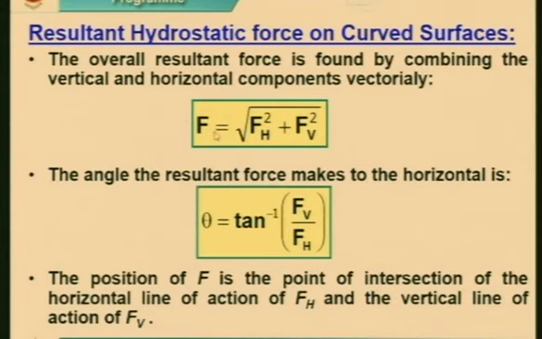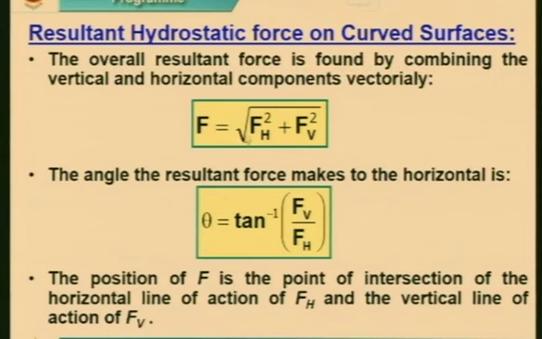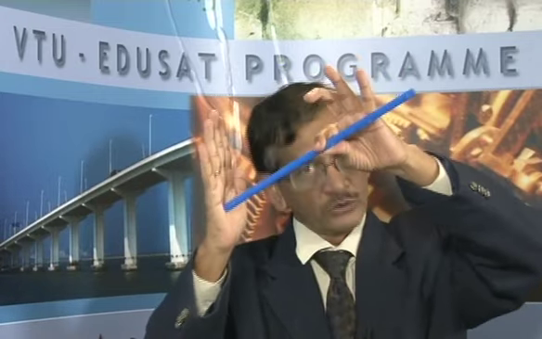On a curved surface it will be having two components, one is the horizontal and the other one is the vertical. The theta angle is obtained by tan theta is equal to FV by FH, that is given in the formula, theta is equal to tan inverse FV by FH. The position of F is the point of intersection of the horizontal line of action of FH and the vertical line of action. For example, if this is the vertical line, my hand, and if this is horizontal, the resultant will pass somewhere through this point.